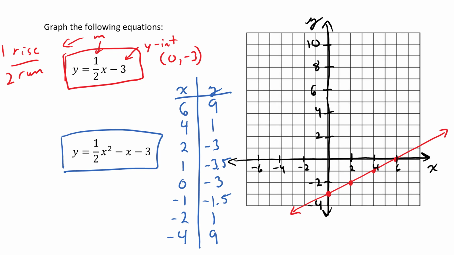Let's now use our table of values to graph our quadratic equation. We have 6 on the x-axis and 9 on the y-axis. First data point. We then have 4 and 1. We have 2 and -3. -1, -1.5. -2 and 1. And finally, -4 and 9. Again, this is not going to be a straight line. This is going to be a curve.